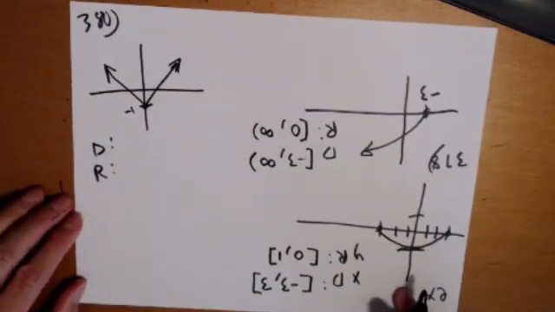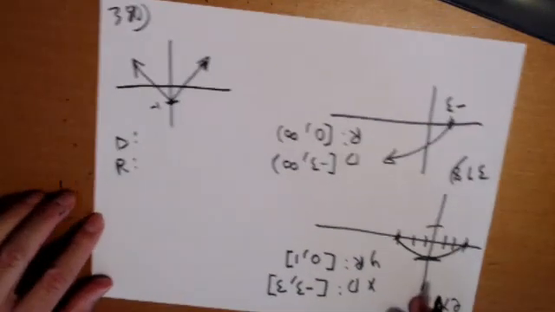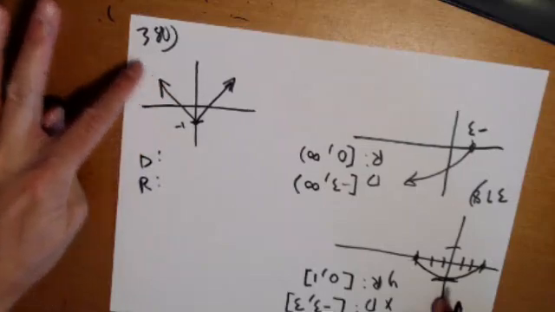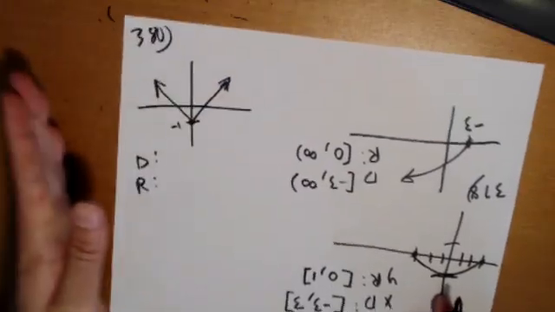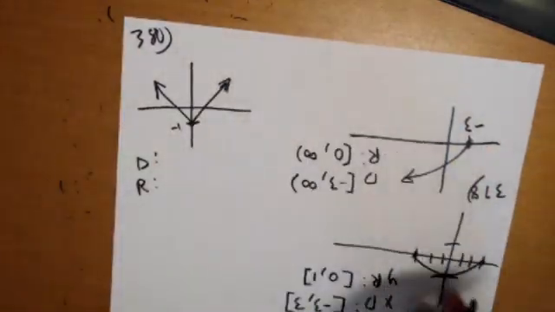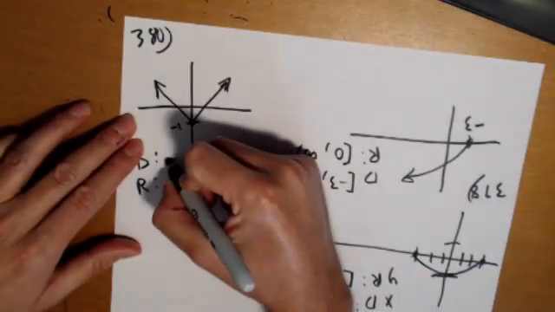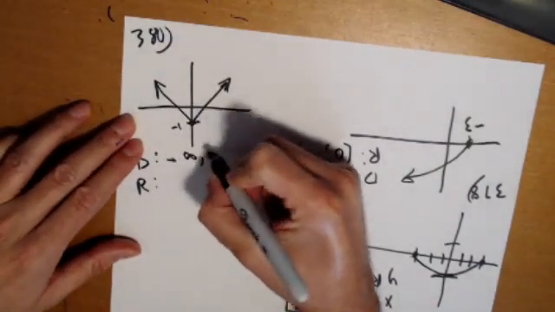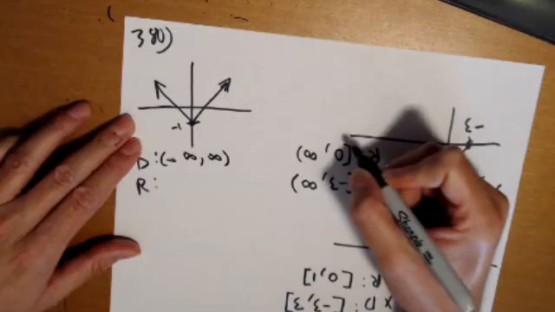Domain and range. Okay, so domain. See, the arrows mean it's going forever. So there's picture, picture, picture all the way across. So the domain is from negative infinity to infinity. You can't touch infinities, so parentheses.